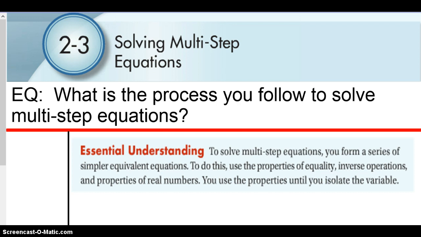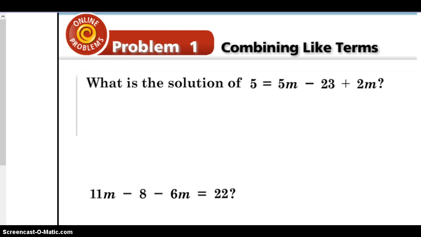So let's start. Problem number 1, combining like terms. What I want you to do is write down this problem: 5 equals 5m minus 23 plus 2m. We'll solve one together, and then I want you to pause it and solve the next one on your own, right?